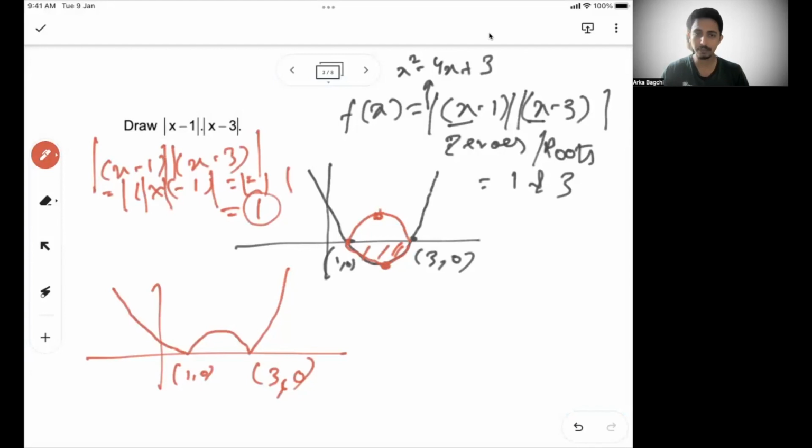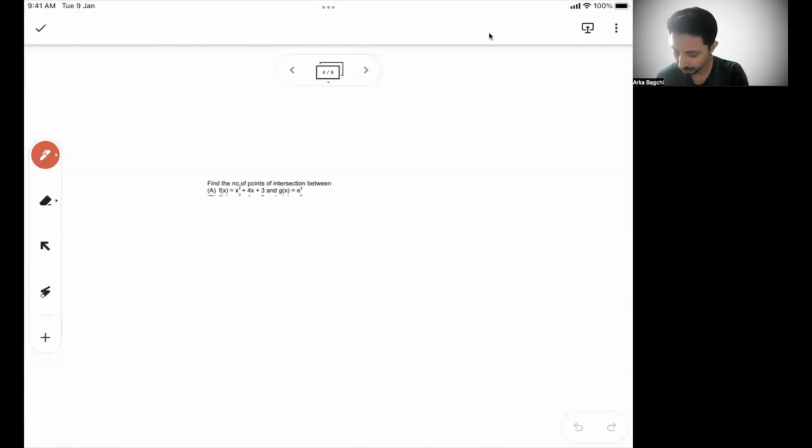So this negative section of the graph will become the positive section, right? And this will be your final graph. So hope it's clear. It's not complicated. Don't be afraid seeing the modulus graph. It's a very basic thing that we have already known. You just need to apply the modulus logic to make it correct. Let's move to the next problem.